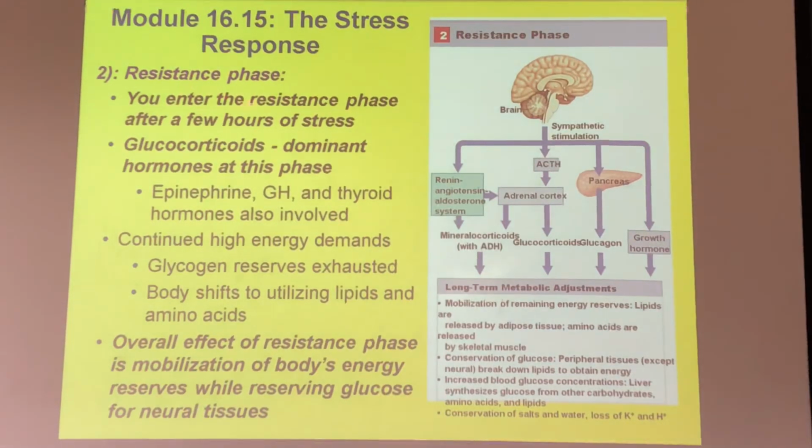Second is the resistance phase, where the body tries to resist. You enter this phase after a few hours of the alarm phase. In this phase, glucocorticoids are released. The effect of the resistance phase is mobilization of the body's energy reserves. The body has energy reserves, so they can be used at that time. So the body is trying to resist the stress.